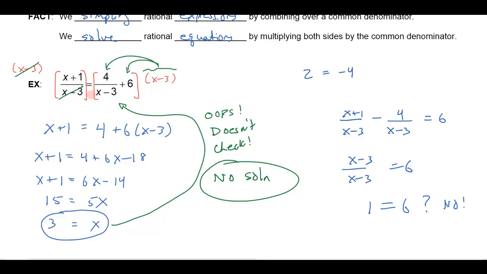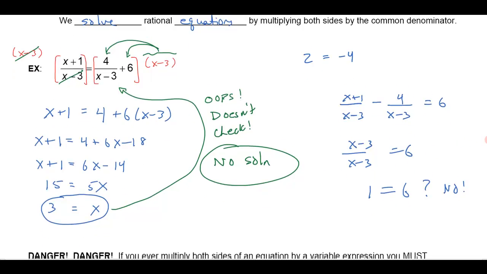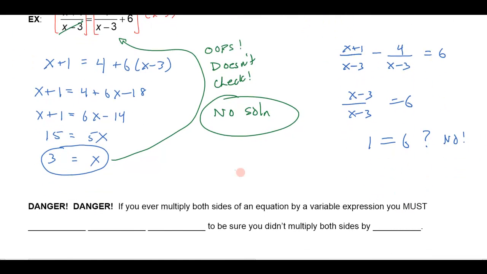And when I multiplied both sides by x minus 3, I was somewhat deceived to think that the answer was 3. So when we solve a rational equation, we are going to multiply both sides by the common denominator, but this example illustrates that when we're all done, we have to check. You absolutely must check your solution to be sure you didn't multiply both sides by 0.